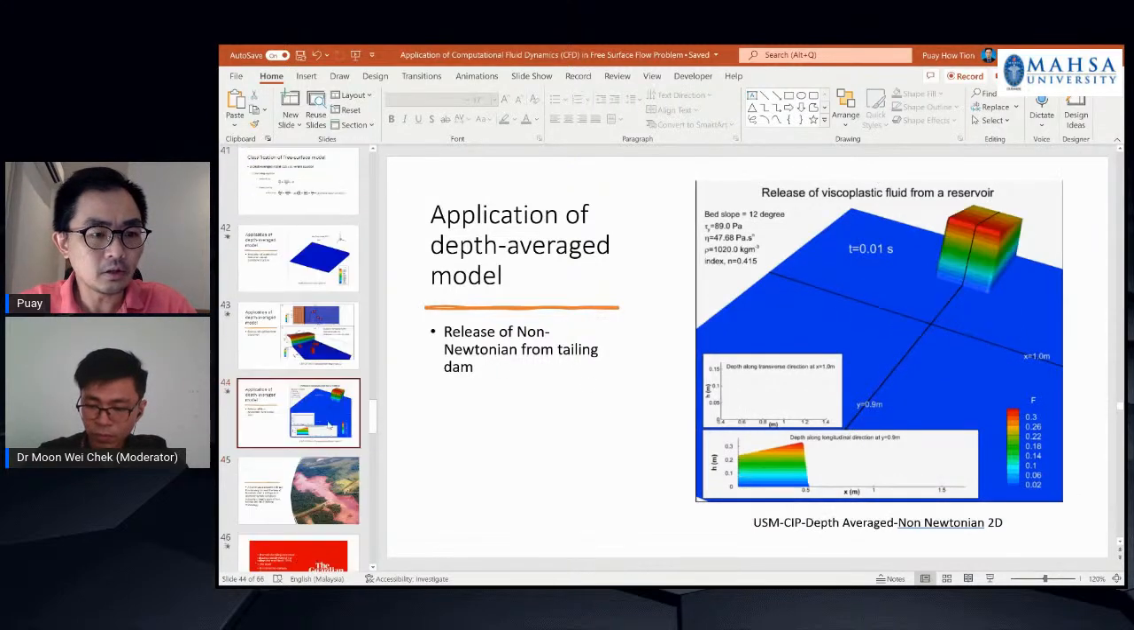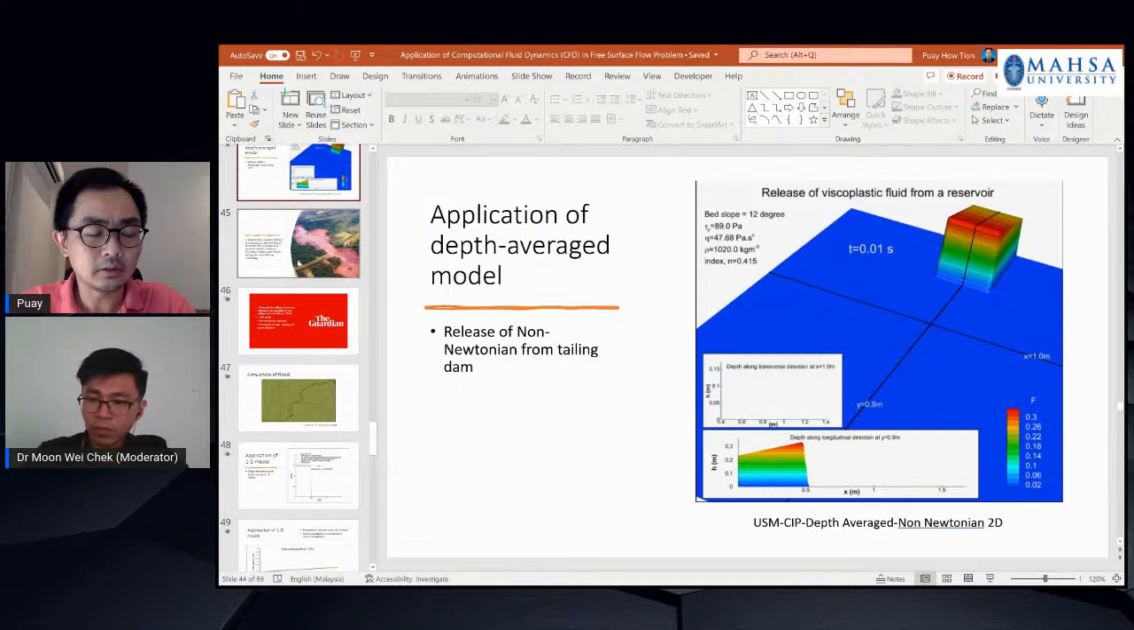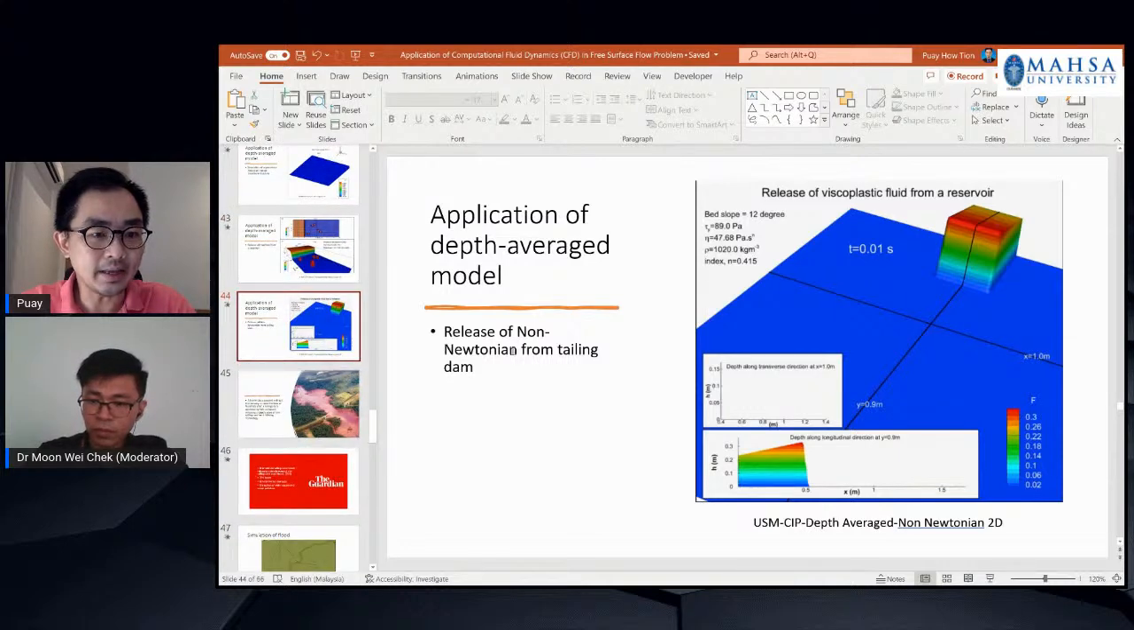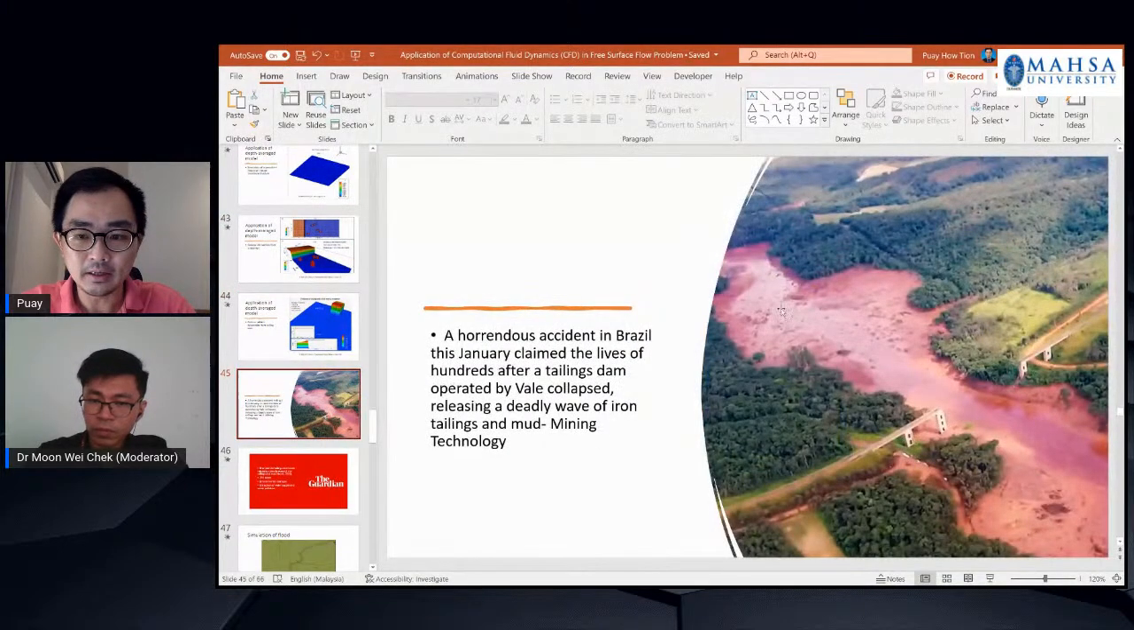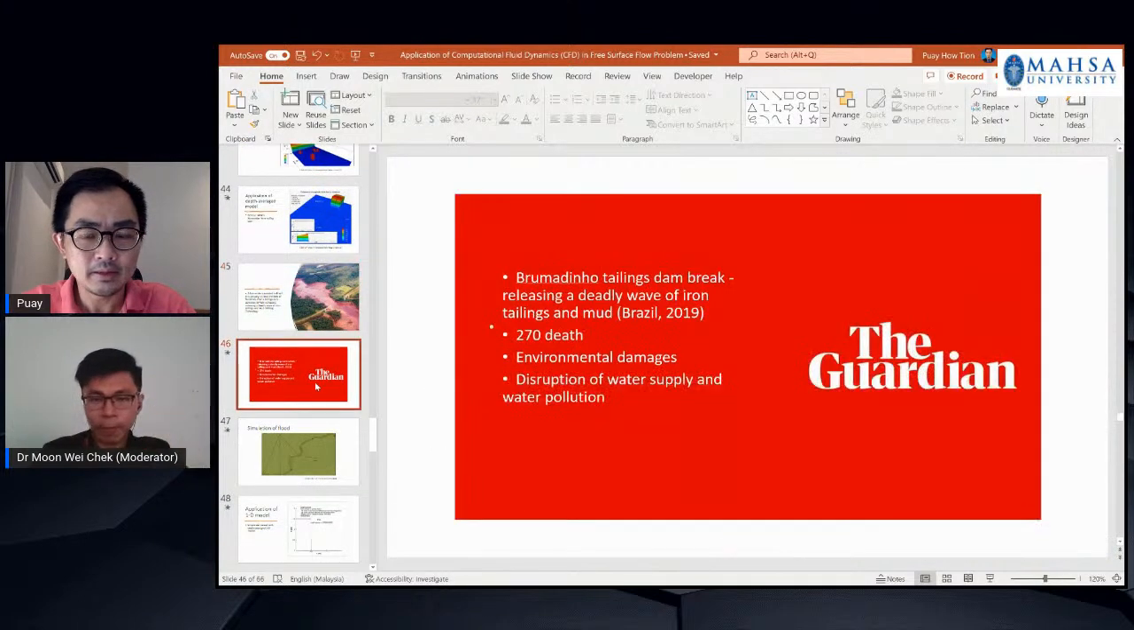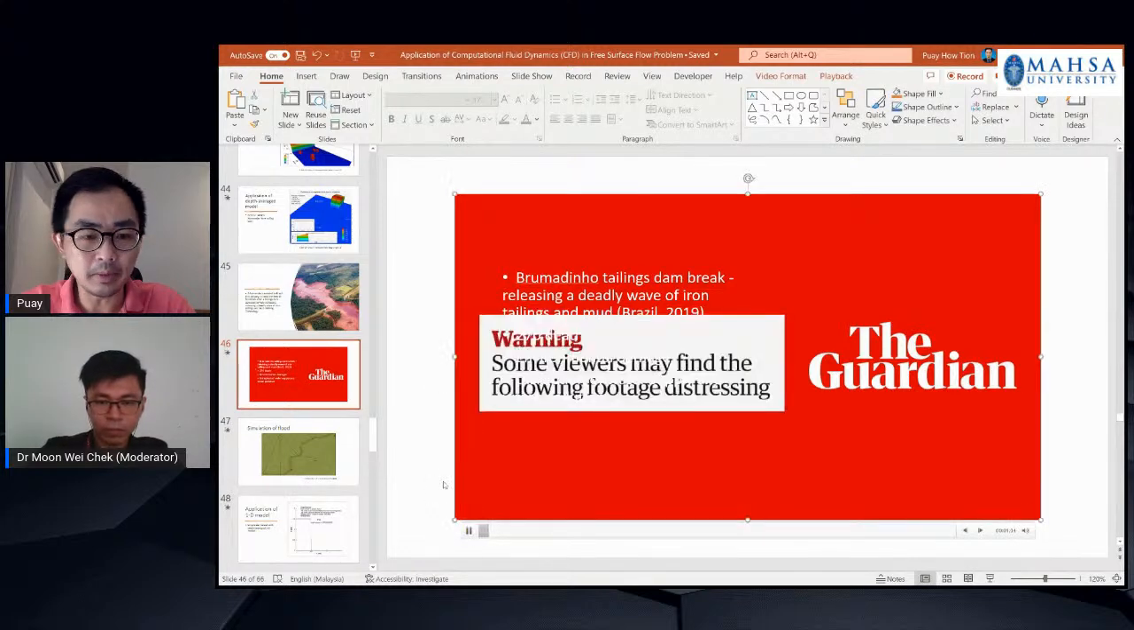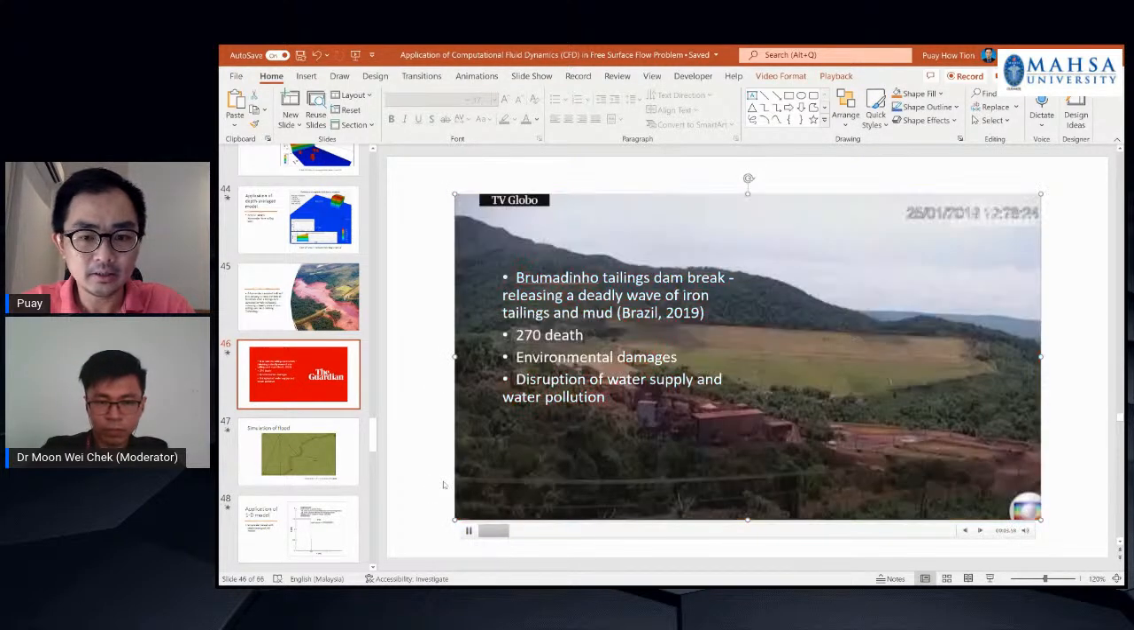Maybe it's not so common to hear the term tailing dam in Malaysia, but there was a serious disaster in Brazil where a tailing dam collapsed. In this tailing dam, they stored the remaining of mining material mixed with water, so it becomes a non-Newtonian fluid. It caused 270 deaths. Maybe you can play some video to let you see. It was recorded live.